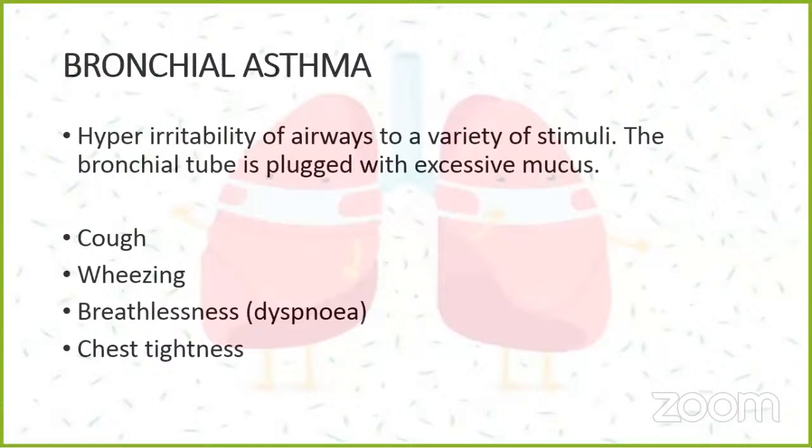Muscles around the airways can tighten when the person is exposed to triggers. This makes it difficult for air to move in or out of the lungs, causing symptoms such as coughing, wheezing, shortness of breath, and chest tightness. All these are symptoms of asthma.